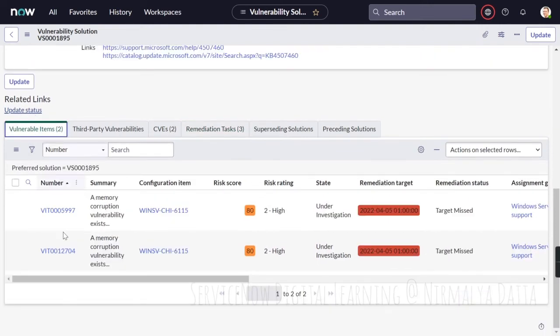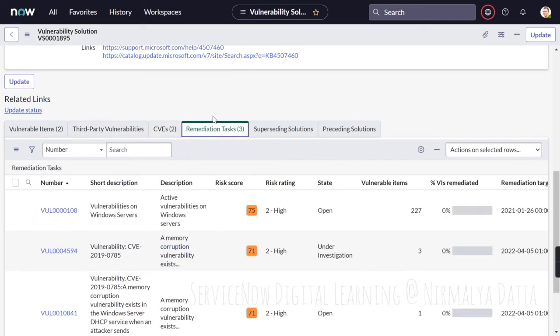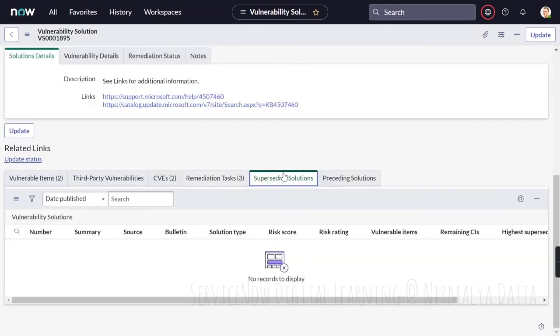Right from the solution, you will be able to see the vulnerable items for which this particular solution is applicable, the vulnerability definitions on which this particular solution is applicable, the vulnerability groups or the remediation tasks for which this particular solution is applicable, and if there are any superseding solutions or preceding solutions that need to be executed after or before application of this solution.